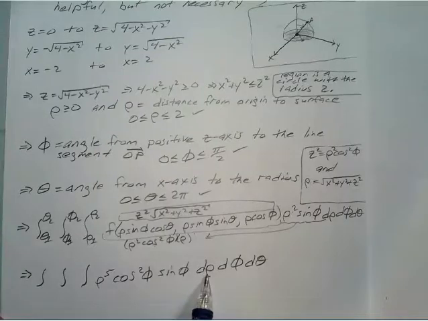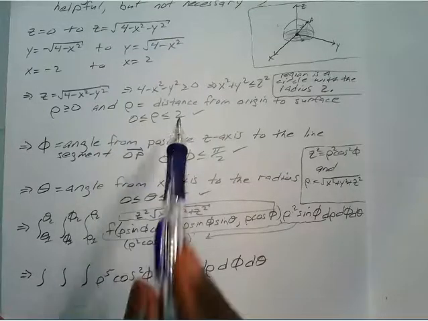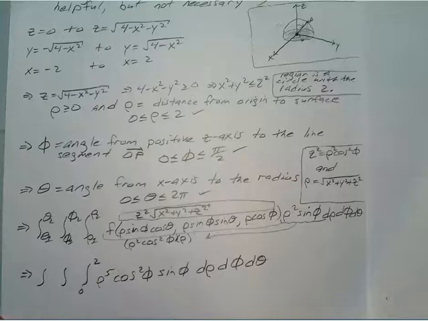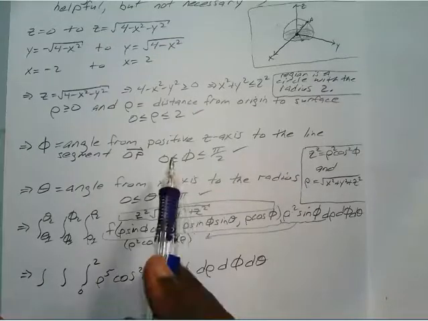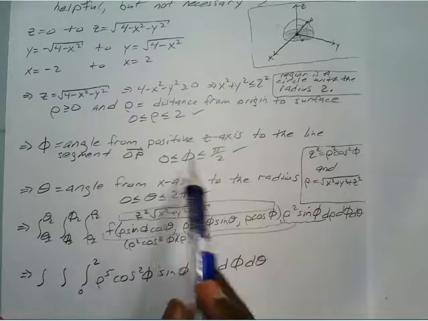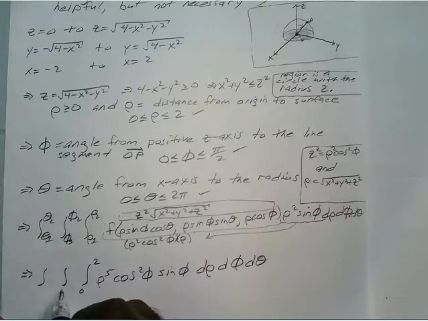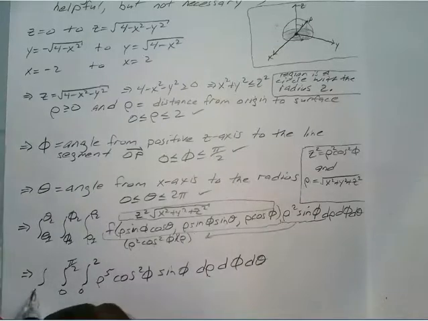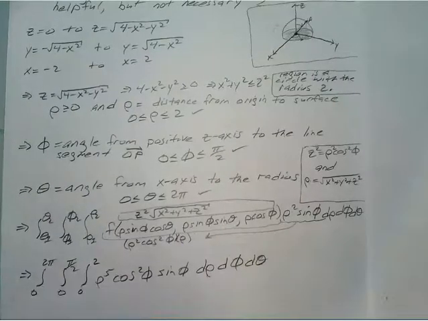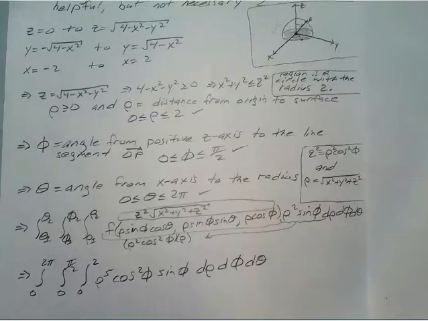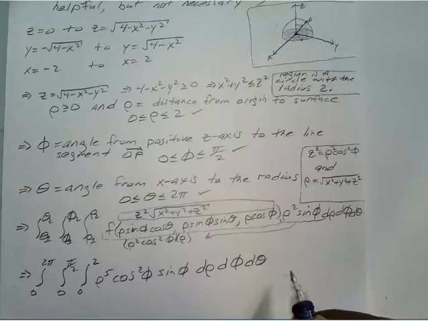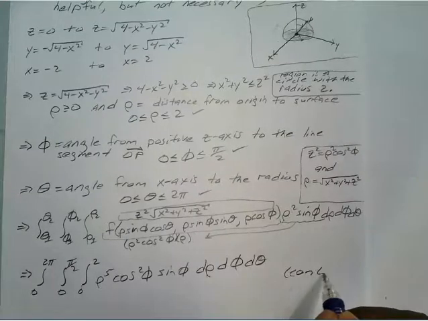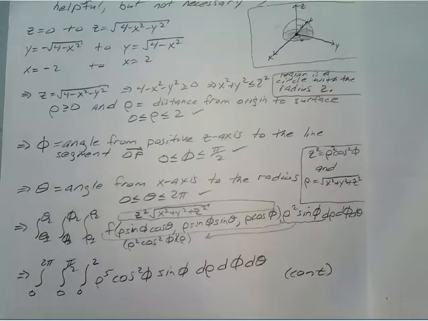Okay, so you know your rho, that's from 0 to 2. You know your phi is from 0 to pi over 2. And we know your theta is from 0 to 2 pi. Okay, so that's how you would convert it, but we still have to solve it. All of that was just to help explain how you would convert it.